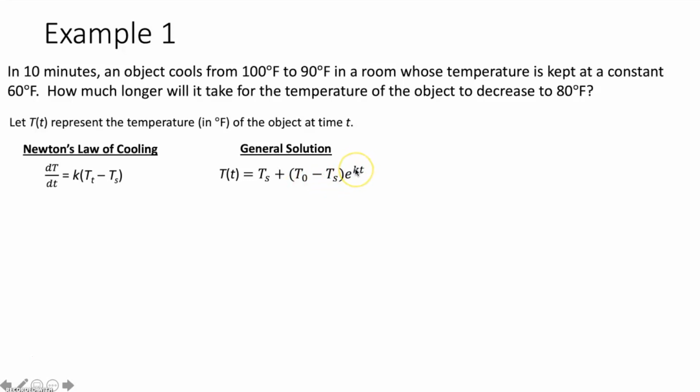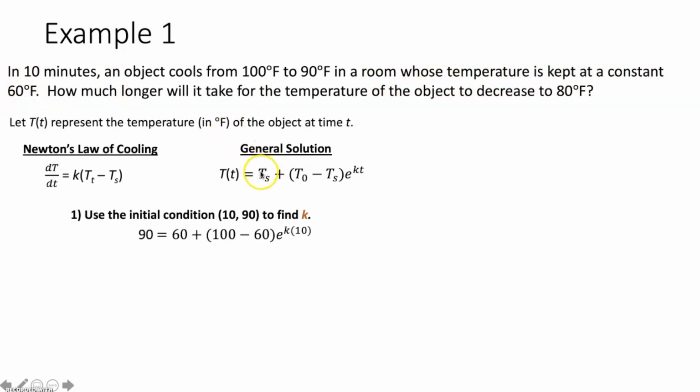So in order to find k, the problem usually gives you an initial condition. Well, it says in 10 minutes the object cools from 100 degrees Fahrenheit to 90 degrees Fahrenheit, meaning 10, 90 is going to be your initial condition, where 10 is the time that we put in for lowercase t, 90 degrees Fahrenheit is the temperature that we find after that certain time, 100 degrees Fahrenheit is what you're starting at, that would be T sub 0, and then the surrounding temperature would be the temperature of the room, which we see is 60 degrees Fahrenheit. So that's going to go in here and here. So now all we have to do is solve for k.